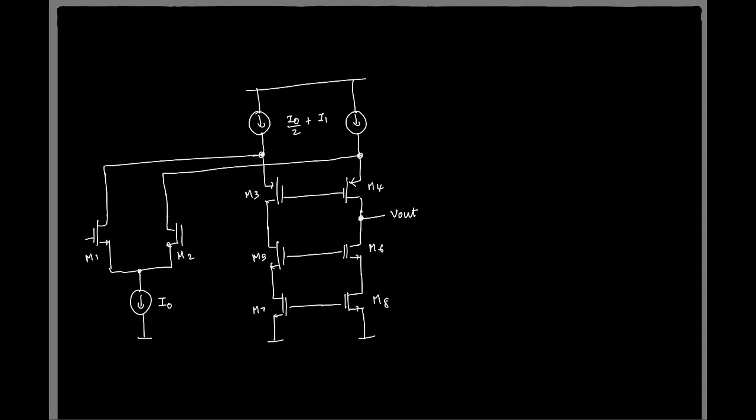I've labeled it. This is M7, M5. You can label the gate of this transistor or the source of this transistor and so on. So let me write it properly, maybe it's not clear. This is M5, M6, M7, M8.